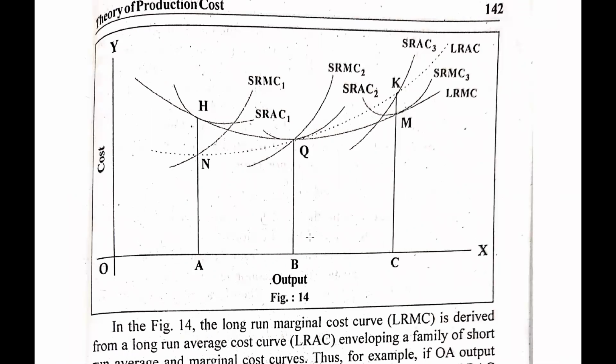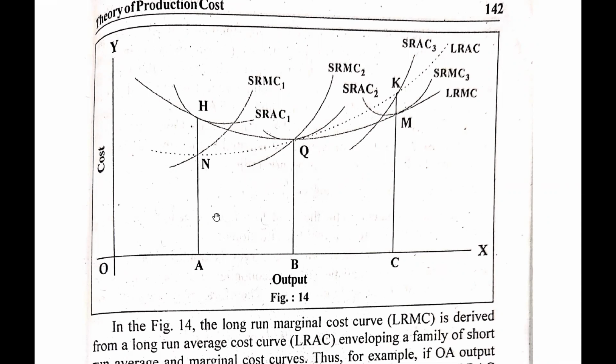So this is how we need to focus on short run marginal cost and short run average cost. So short run marginal cost and short run average cost will become long run marginal cost and long run average cost.